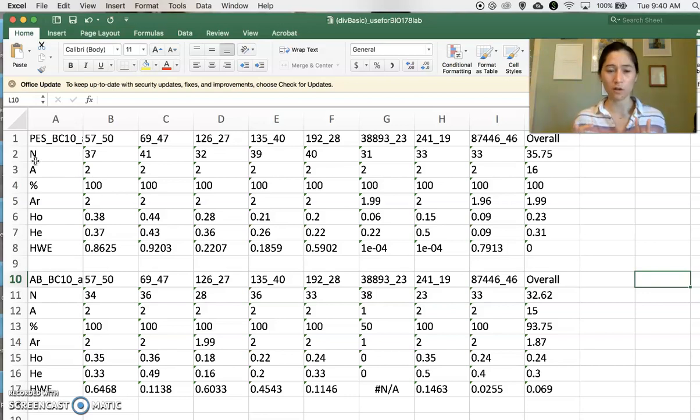So that's what this part of the lab is focused on. First of all, think about that. Compare the alleles and allelic richness from our data set to that example data set, which I'll also provide, and think about why they might be different.